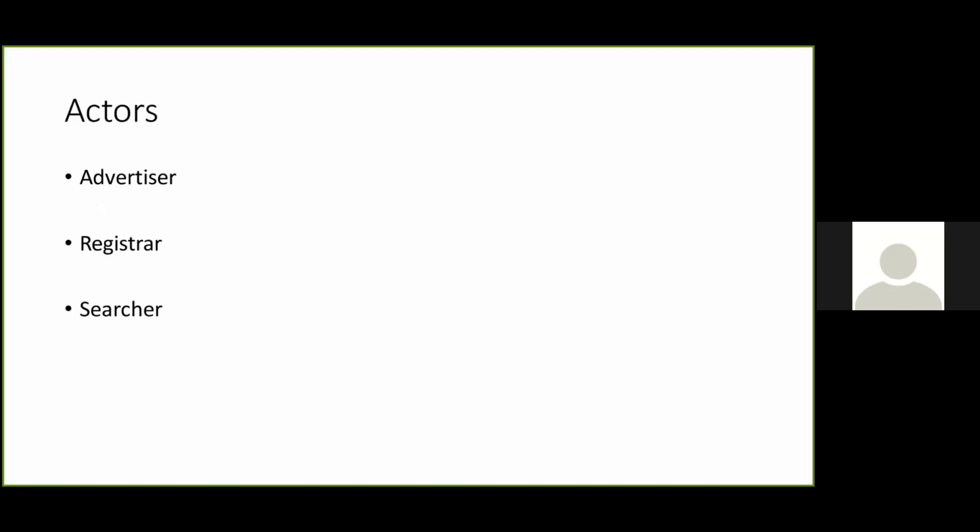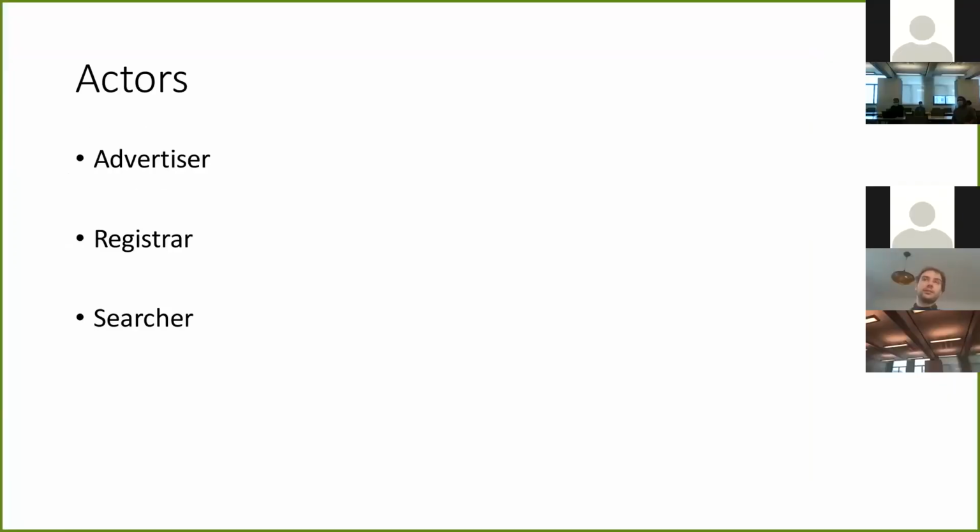So in the system, we have three main actors. We have an advertiser. So this is someone who is advertising him or herself under a specific topic, saying, "Hi, I run this application." Then you have registrars. So those will be the nodes holding the information and holding the registry. And then you have searchers. So those are nodes who will eventually ask the registry, saying, "Hey, can you give me the nodes that support this specific application?"